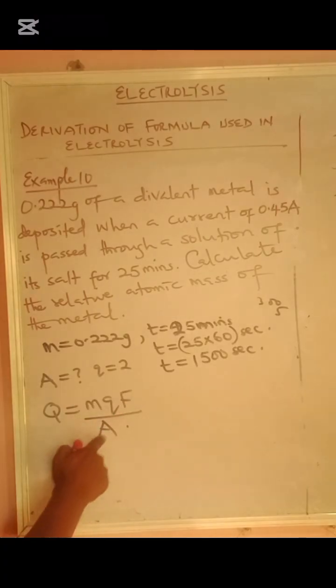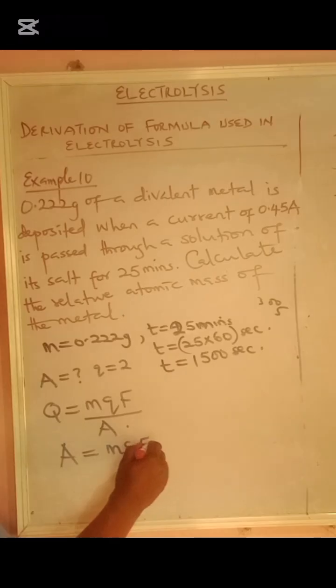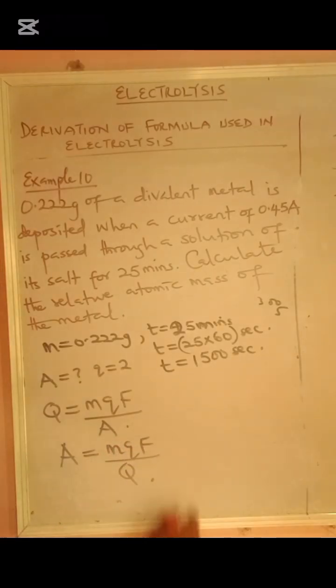So IT is equal to MQF, then all over A. You know, this is the formula. Then A now, that's what we have to calculate. A is equal to MQF all over IT. That is what we have.